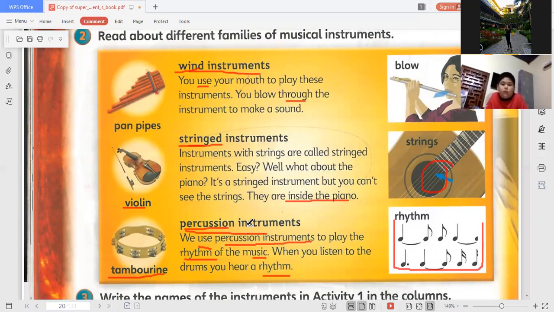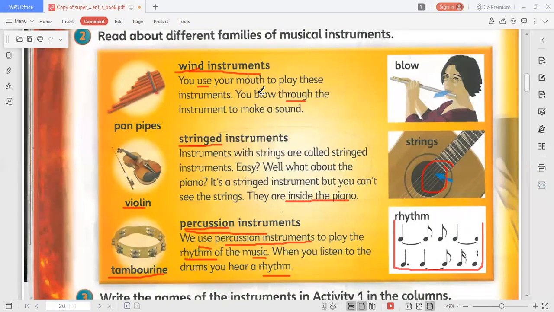What is a wind instrument? String instrument. Instrument. Yes. Okay, again, one more time. What is a wind instrument? When you say wind instrument, what do you do? What do you do for a wind instrument? So, you use your mouth.